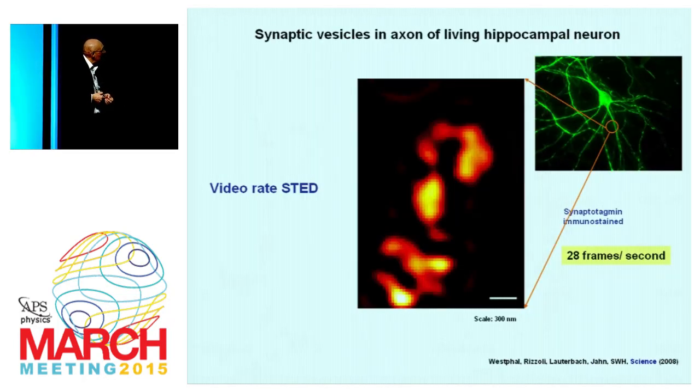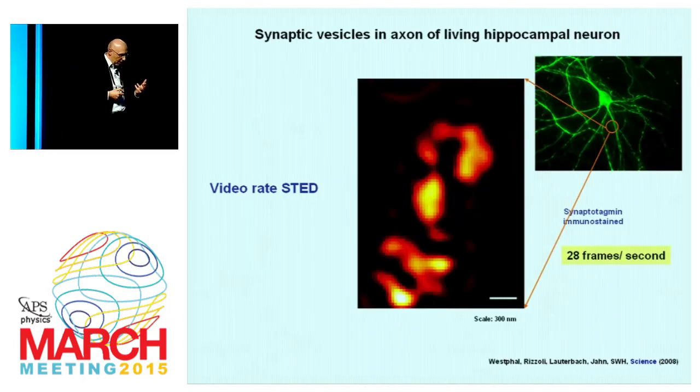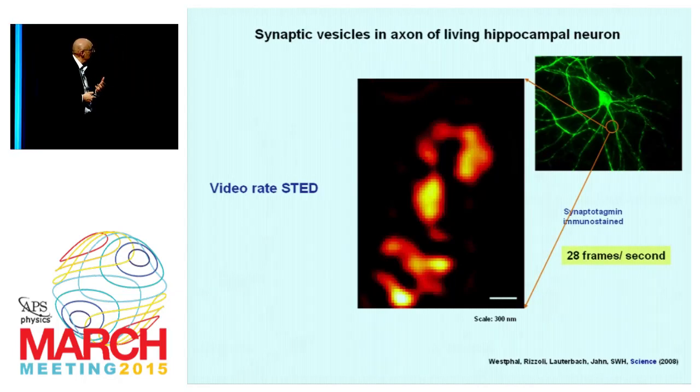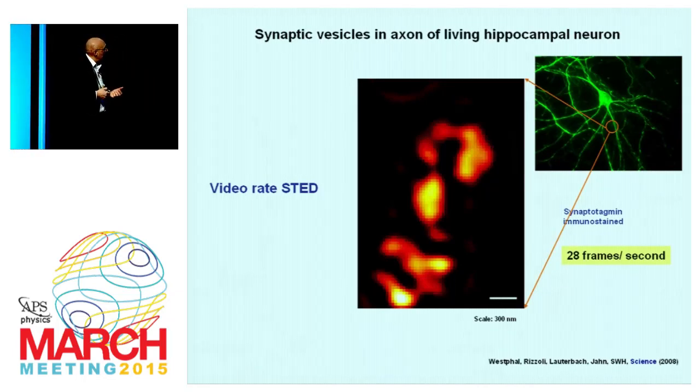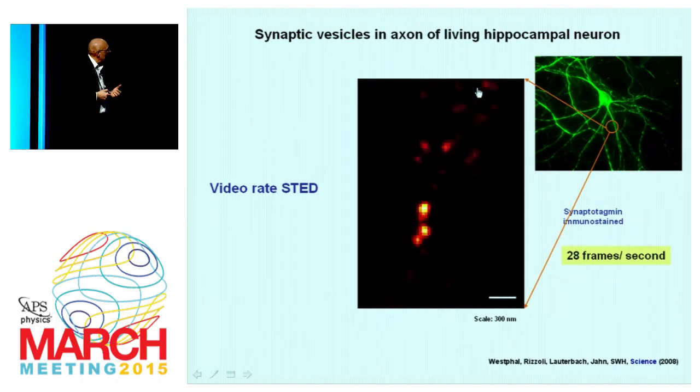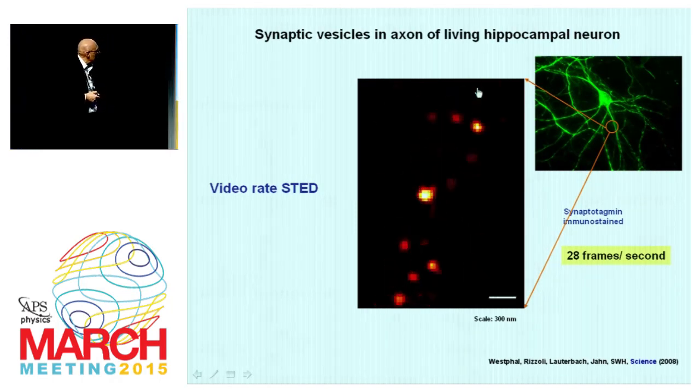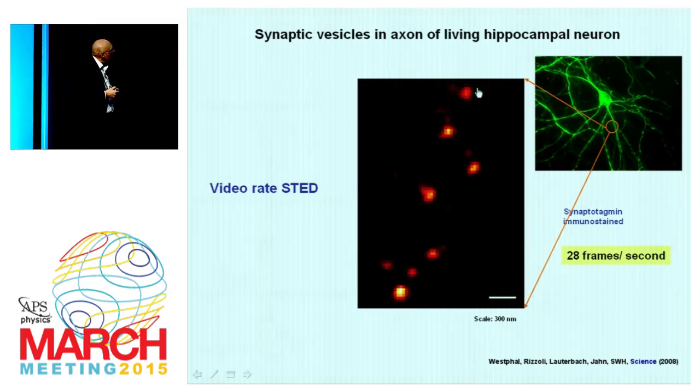Of course, a strength of focusing light microscopy, far-field light microscopy, is that you can image dynamics. And this is just a confocal, so a normal resolution snapshot, and this is now a STED recording done in quick succession, 28 frames per second. This is a video of synaptic vesicles in an axon of a living hippocampal neuron.